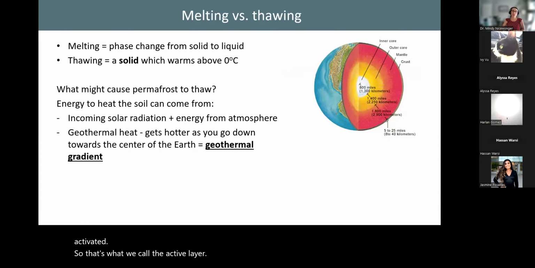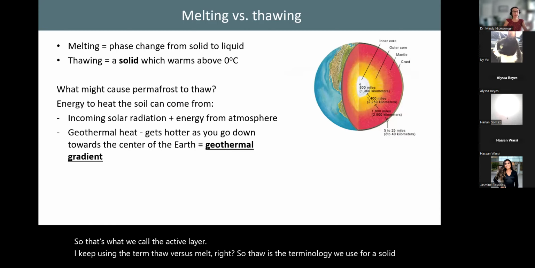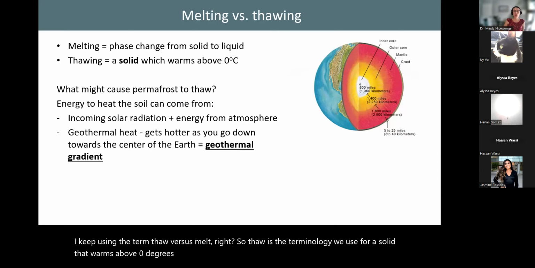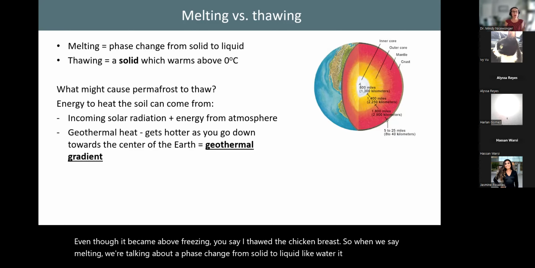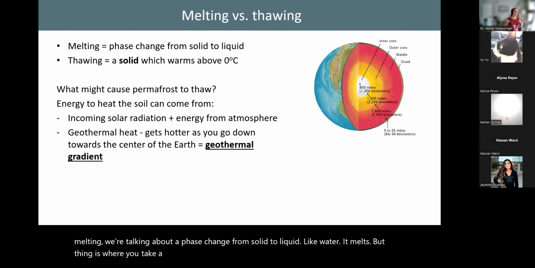Now, I keep using the term thaw versus melt, right? Thaw is the terminology we use for a solid that warms above 0 degrees Celsius. You don't say your chicken breast melted, even though it became above freezing. You say, I thawed the chicken breast. When we say melting, we're talking about a phase change from solid to liquid, like water, it melts. But thawing is where you take a solid and you warm it. In this case, our solid is the soil. So you can't melt soil, you can thaw the frozen soil.